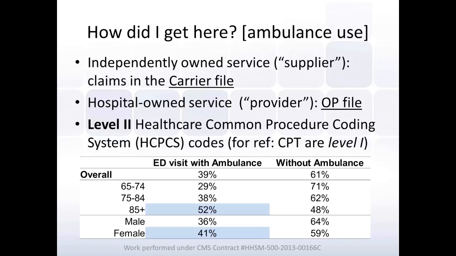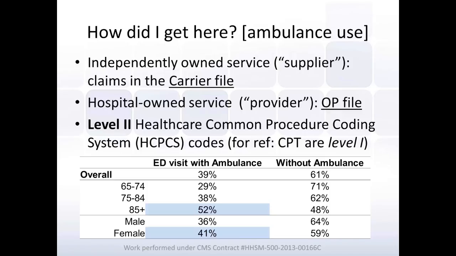How did I get here? That is, how did I get to the emergency department? We can review ambulance use from the same day. If we're going down this road, to obtain information on services in an ambulance, we actually have to rely on 2 files due to ambulance ownership. If it's an independent supplier, it would be found in the carrier file, which covers physician and supplier claims. If it's a hospital-owned provider, then it would be found in the hospital outpatient file. A complete picture of ambulance use would require both.